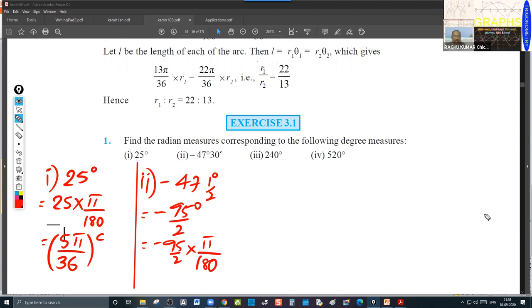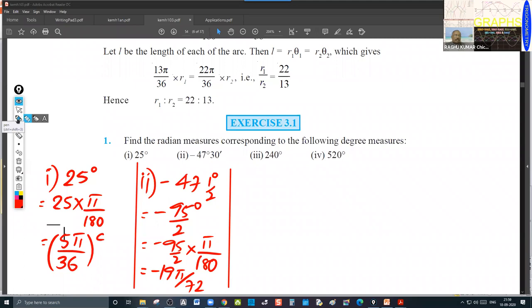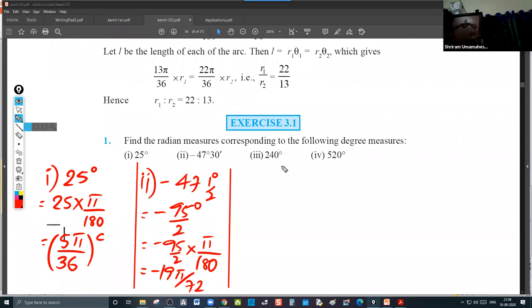Now if you simplify this, it is nothing but minus 19 pi by 72. 19 pi divided by 72, that's it. Because it's a mixed fraction, you have got the fraction like that. And coming to the third one now.